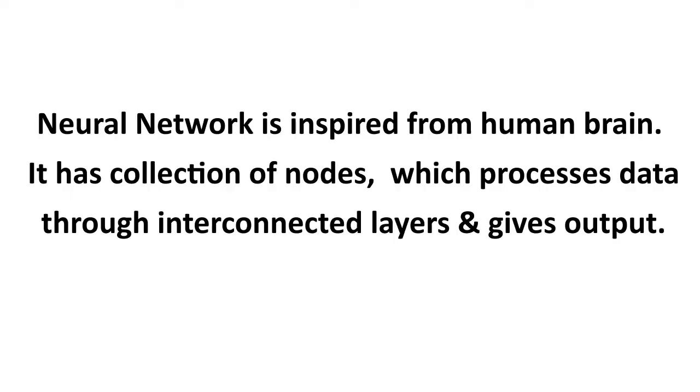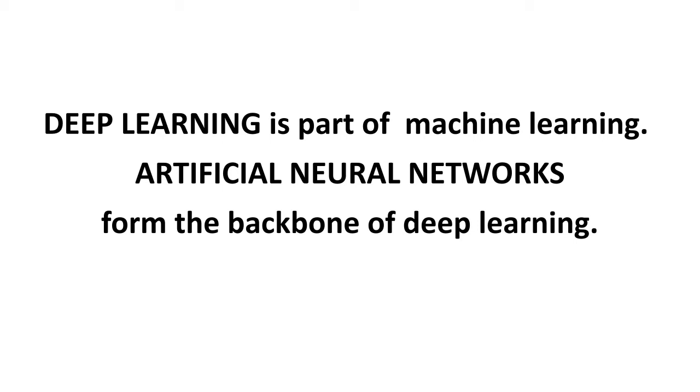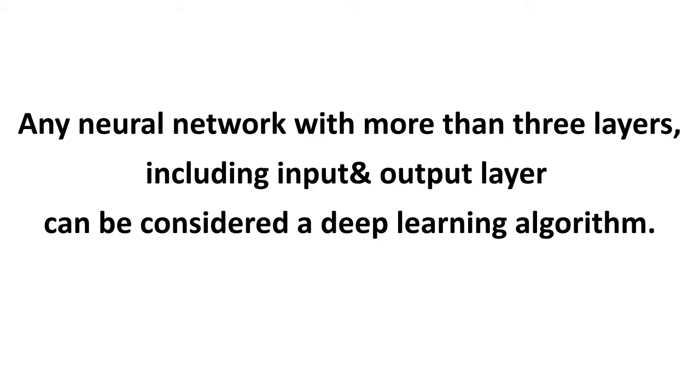Let's recap. A neural network is inspired by the human brain. It has a collection of nodes or artificial neurons, which process data through interconnected layers and give output. Deep learning is part of a broader family of machine learning methods. Artificial neural networks form the backbone of deep learning. Any neural network that has more than 3 layers, including the input and output layers, can be considered a deep learning algorithm. That's all for the day.